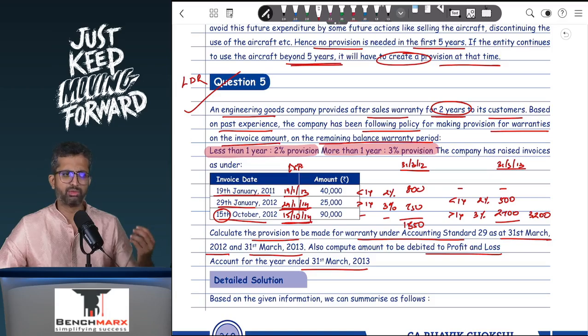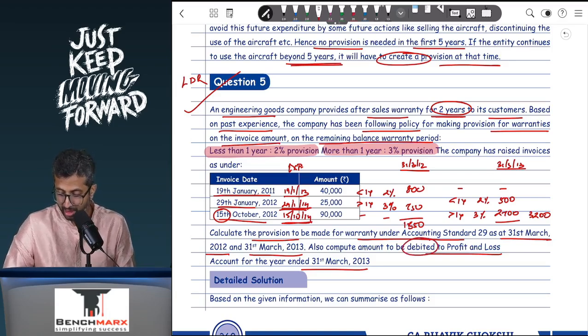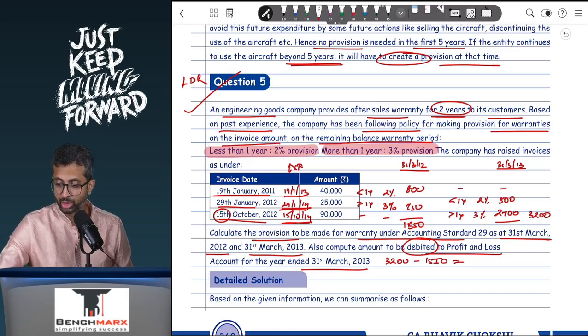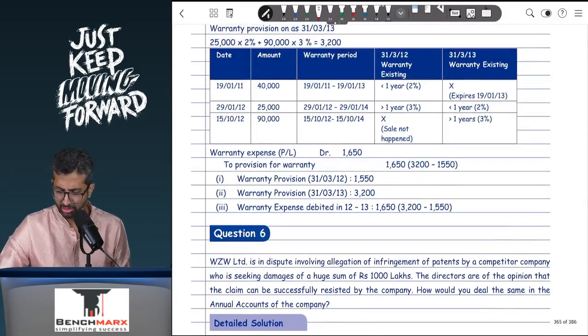Now I have not been given details regarding actual expenses, and hence if I have to figure out how much will be debited to the P&L for the year, we will say if the opening provision was 1550, closing provision comes to 3,200. That means the difference between the two, 3,200 minus 1550, comes to around 1650, which will be debited to the P&L. So this is question number 5. It's a reasonably good question, I would say.